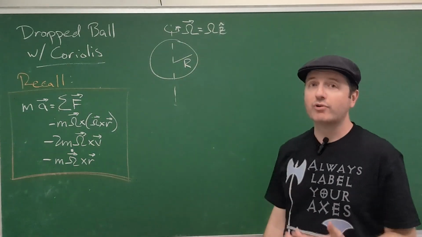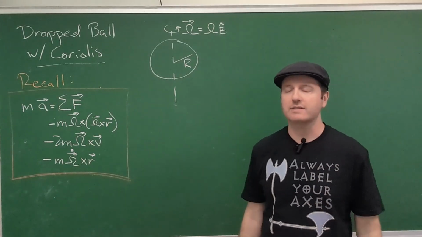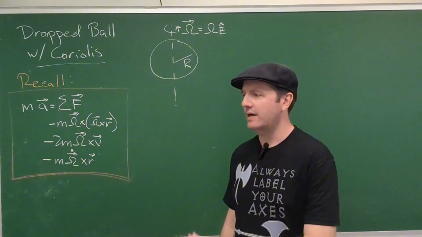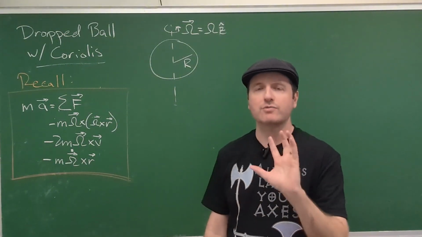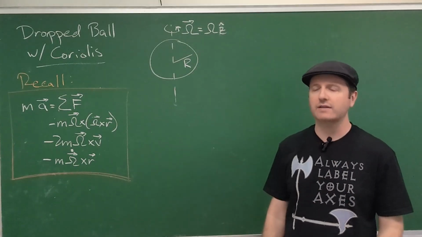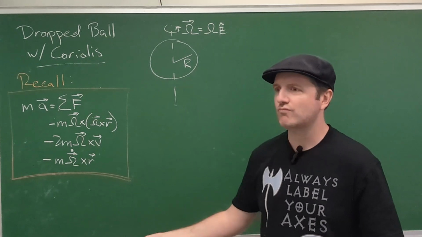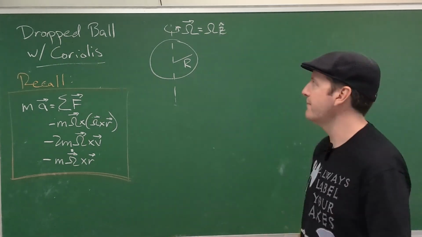So capital omega is a pretty small number. Well, small compared to what? We'll see what that means later. But we know that the angular velocity of Earth's rotation is 2 pi radians in 24 hours. So in terms of radians per second, it's pretty small. It's like 10 to the minus 3 or 4 or 5, something like that.